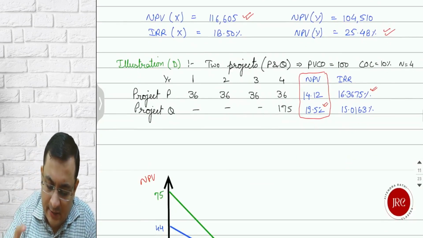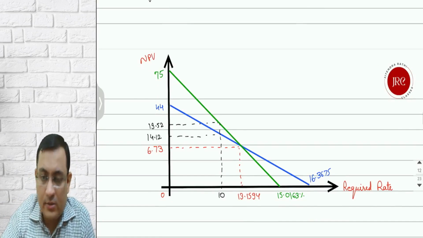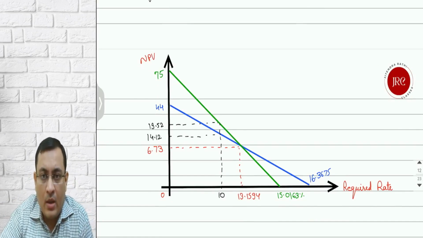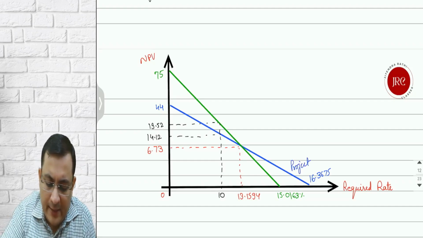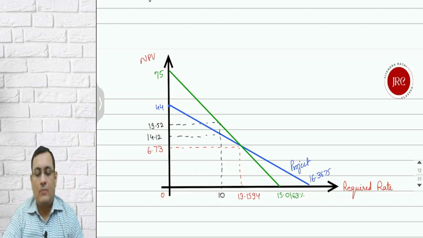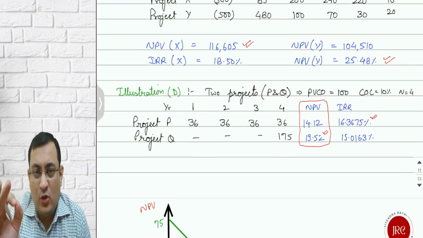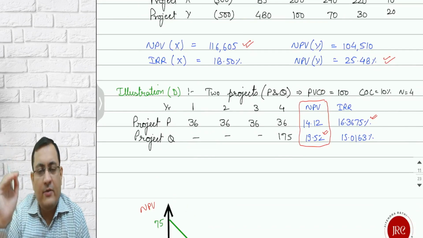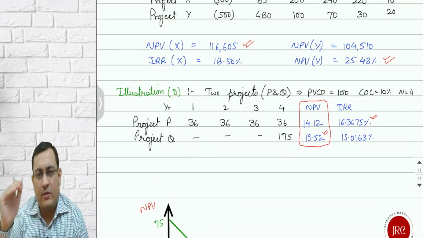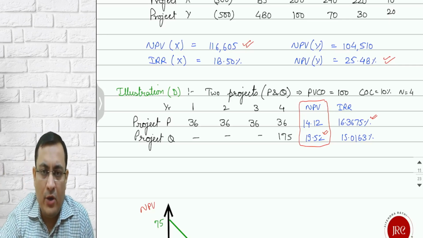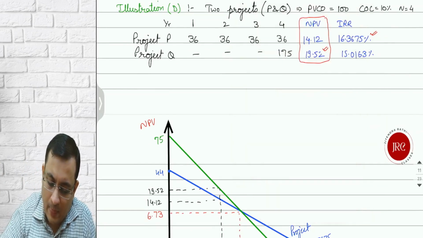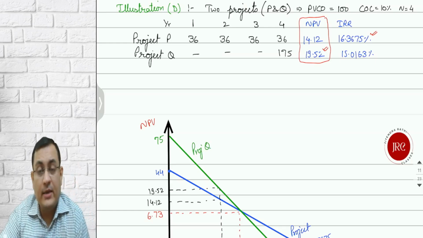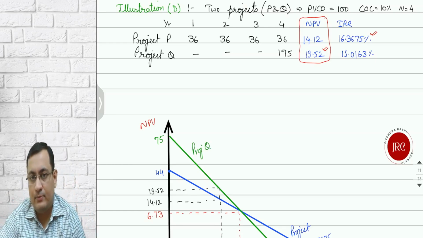So at 0 discounting rate, if I create a chart, my NPV of project P, blue line, will start at a point of 44 rupees. And in case of project Q, at a 0 value of required rate, 175 upon 1.0 power 4 is again 175, minus 100 is going to give an NPV of 75. So the green line, which is project Q, will start from 75.